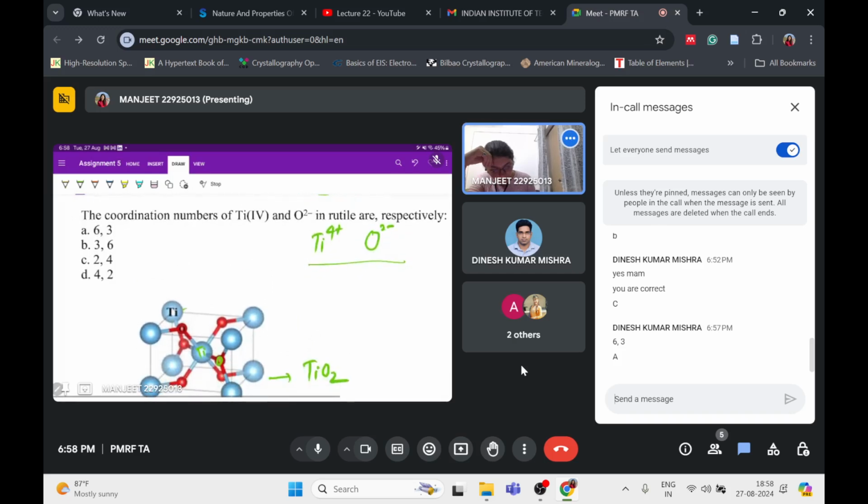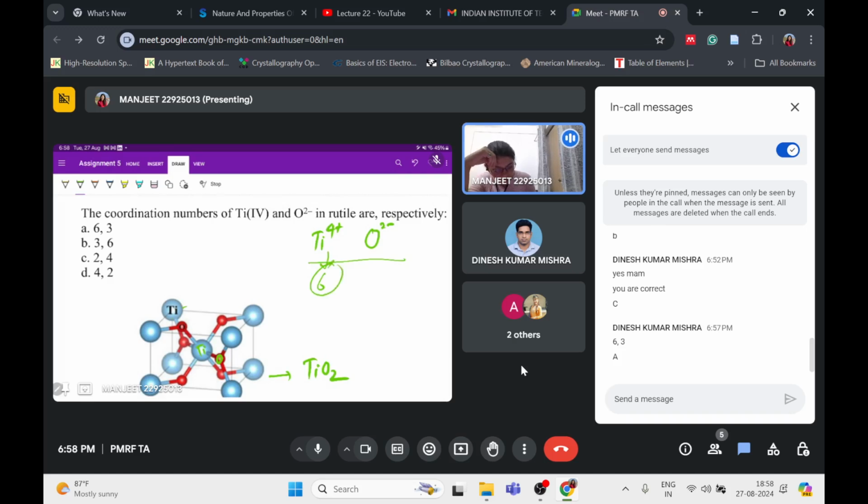Yeah, A part. For the titanium, it is connected to 6. Yes, the coordination for the titanium will be 6, and for the oxygen, because oxygen is connected to 3 titanium atoms, and because of the stoichiometry like this, they will be connected.